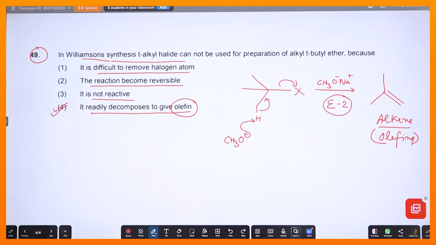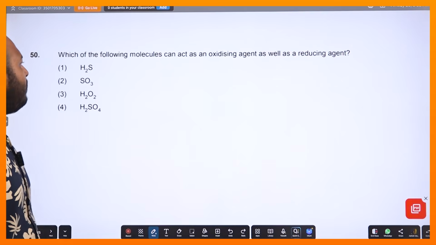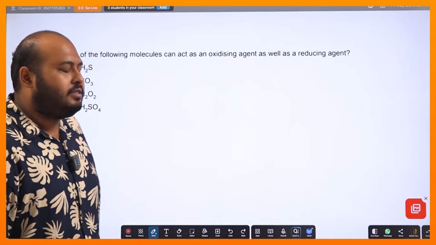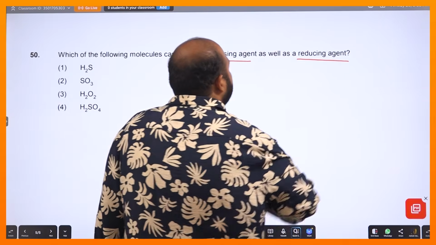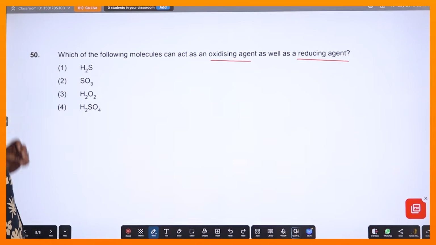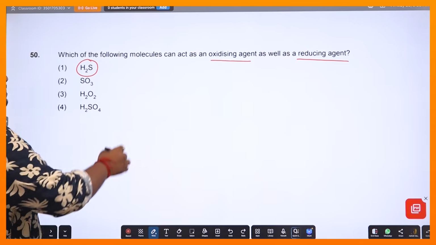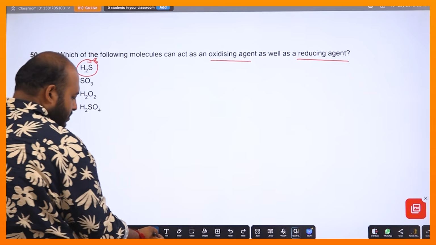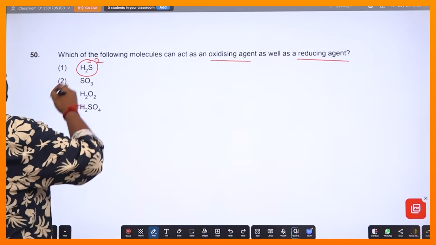So let us move to the next question. It is asking which of the following molecules can act as an oxidizing agent as well as a reducing agent? Oxidizing agent as well as a reducing agent. So let us check. In case of H2S, what is the oxidation number of this sulfur here? It is -2.